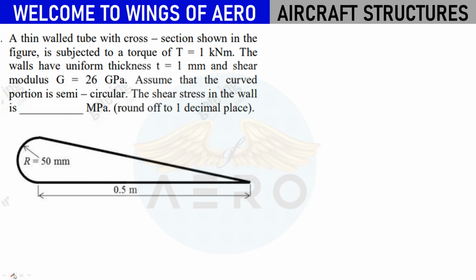Okay, this is another type of question, so let's look into it. A thin wall tube with a cross section shown in figure is subjected to a torque of T. So again they have given the torque over here. The wall has uniform thickness. The thickness has been given. The shear modulus has been given. Assume that the curved portion is semicircular. Okay, so this is the semicircular. The shear stress in the wall is. So here you need to find out the tau value. Round off to 1 decimal place.